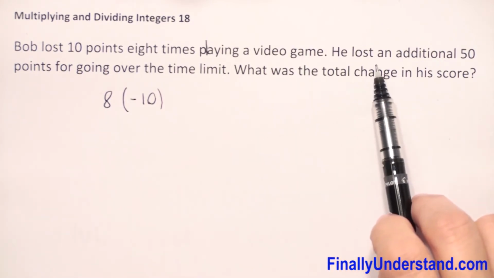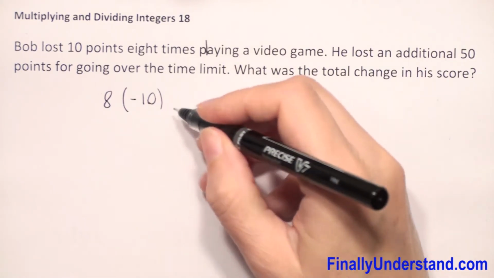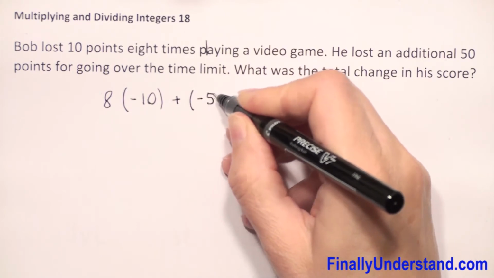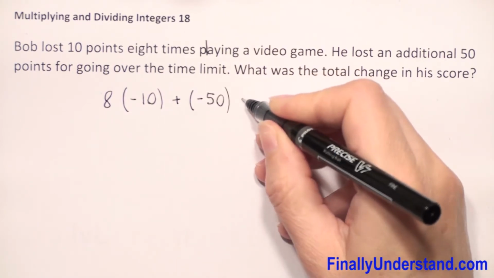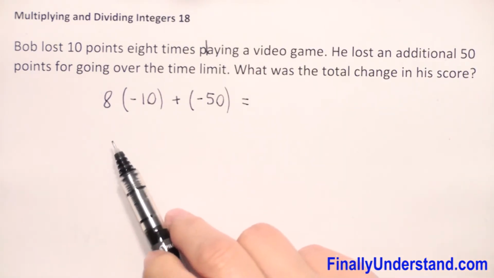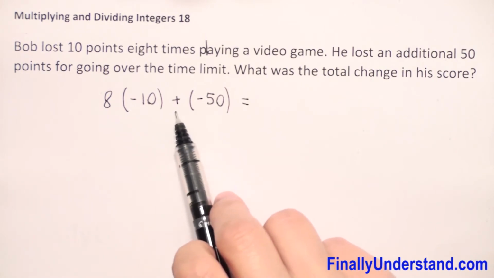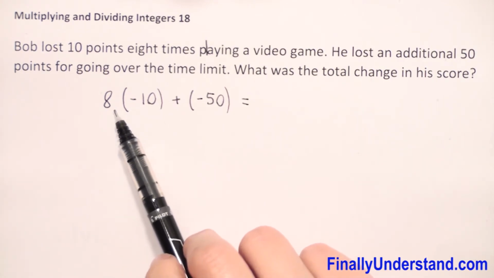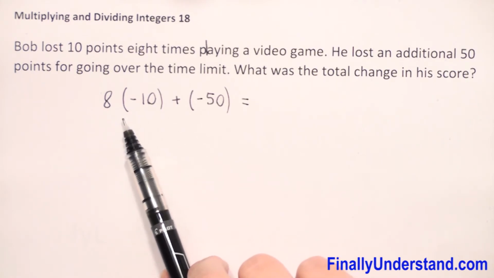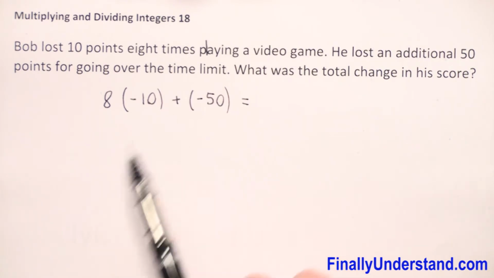Next, he lost an additional 50 points, because he lost, so we have plus negative 50 points. Again, a negative number because he lost. And what do we have here? We have multiplication and we have addition. When we have multiplication and addition, we have to do multiplication first and addition next. The order of operations for negative numbers is the same as for positive. So first multiplication, next addition.